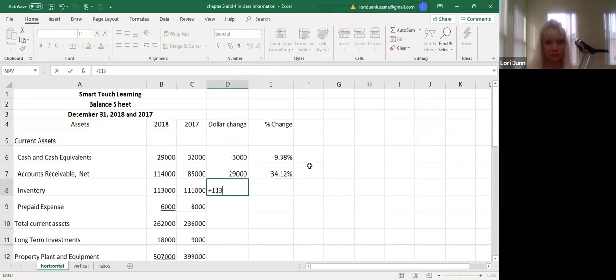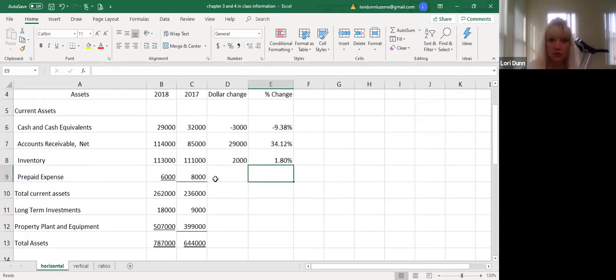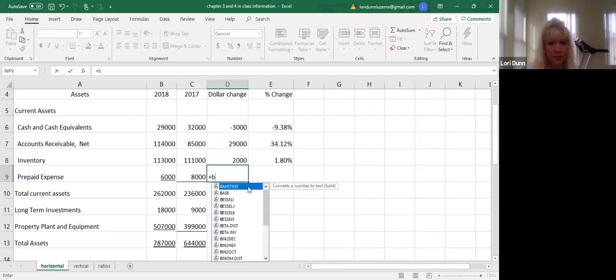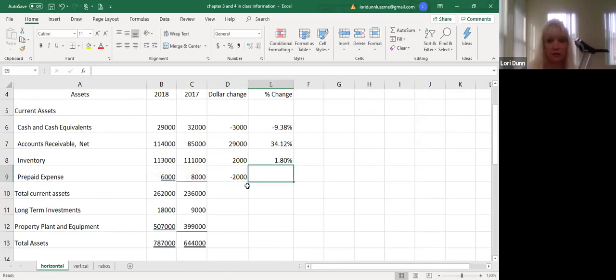Same thing with inventory. The new year, new balance minus that older point in time, we have a $2,000 increase divided by that older value. So we get a 1.8% increase. So I'm just going to finish this off, and I'm going to use formulas. I'm going to get my dollar change by taking B9 minus C9, if you're using Excel. And then I'll get my percentage change by taking D9 divided by C9.